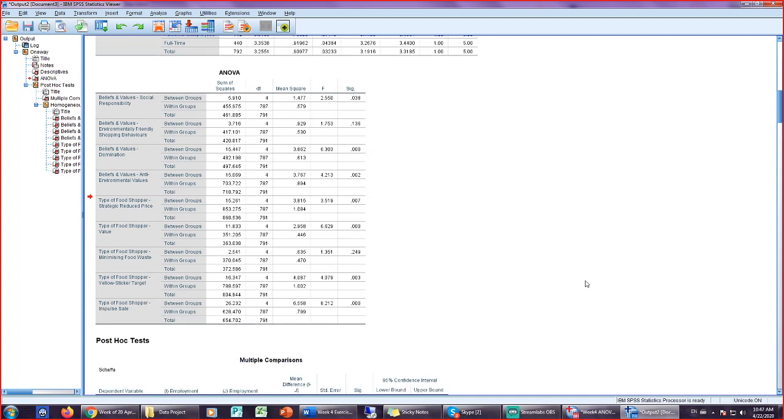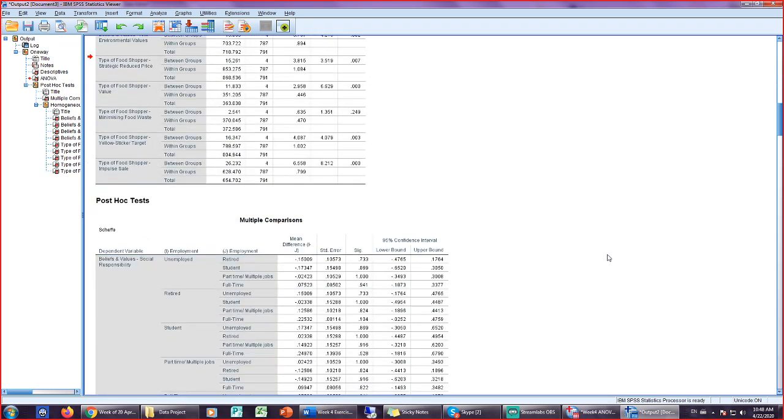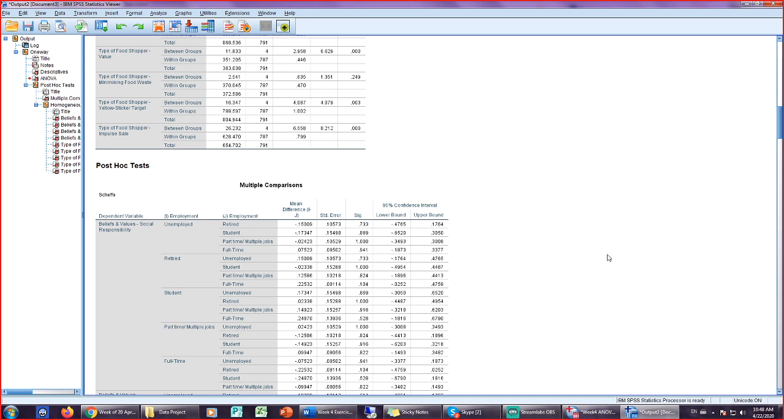So when we go from the significance, we know that it's true. We look at our means to see where some of the differences might be. Then we come down to the post hoc analysis. Now, this is under the multiple comparisons. When you're looking at this, this is the comparison between the groups for the different levels of employment and the beliefs and values of social responsibility. The way that you look at this is much like how you look at the t-test, and functionally that is what it's doing.